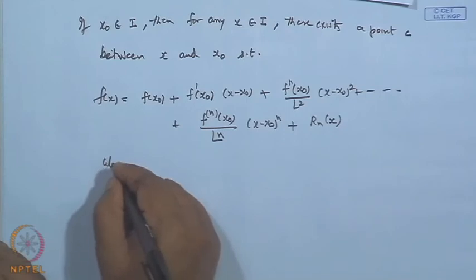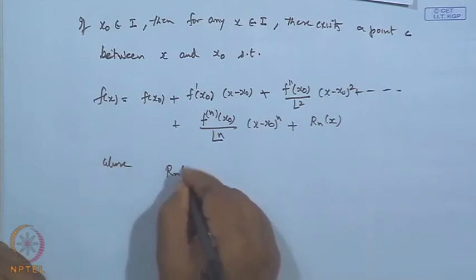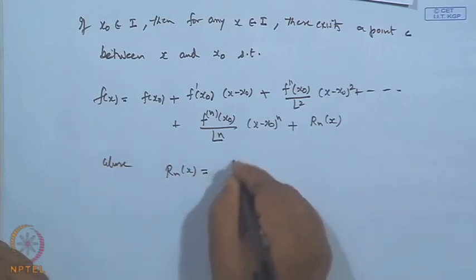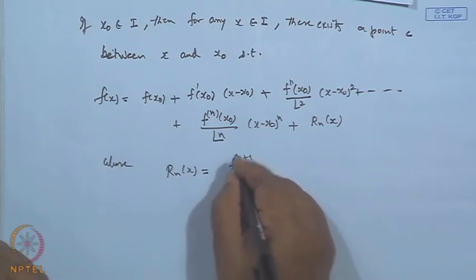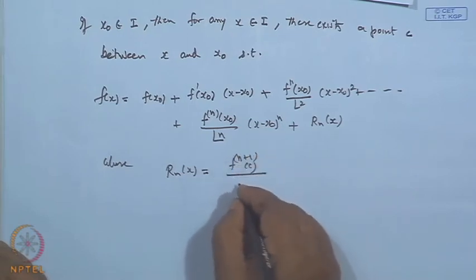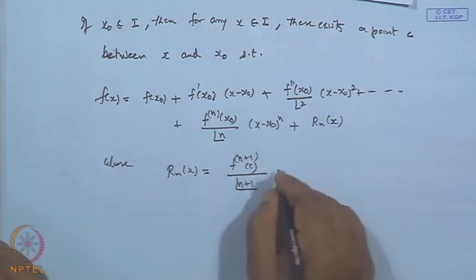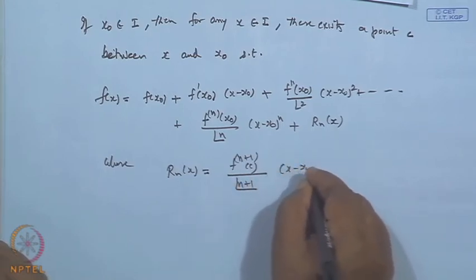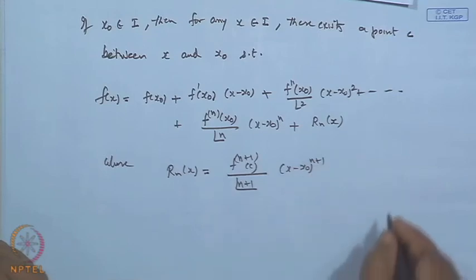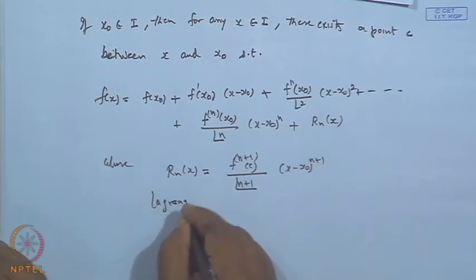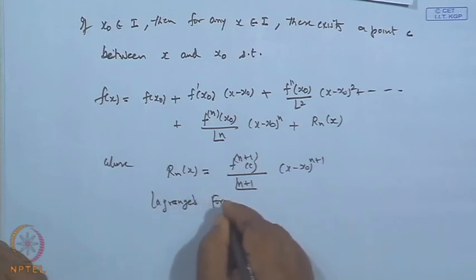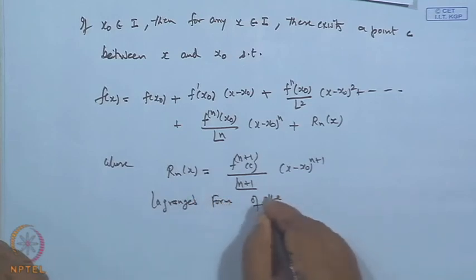where R n x is given by f n plus 1 at c over factorial n plus 1 into x minus x naught to the power n plus 1, and this is known as the Lagrange's form of the remainder.